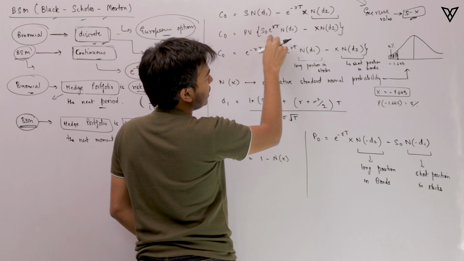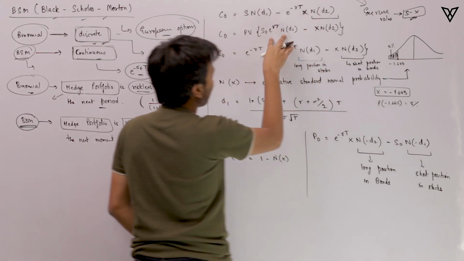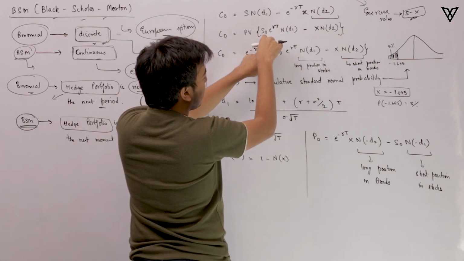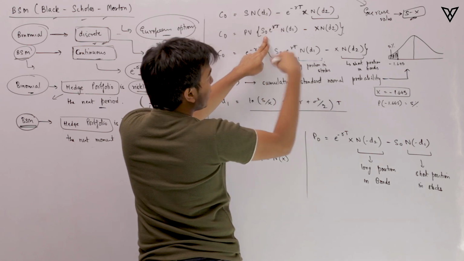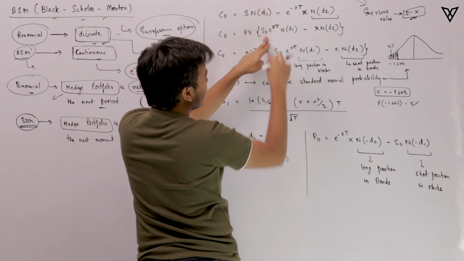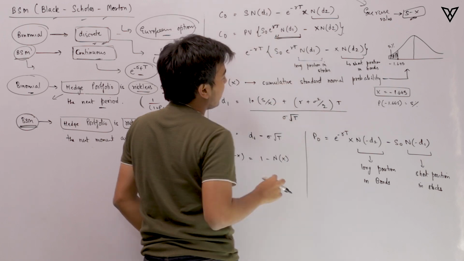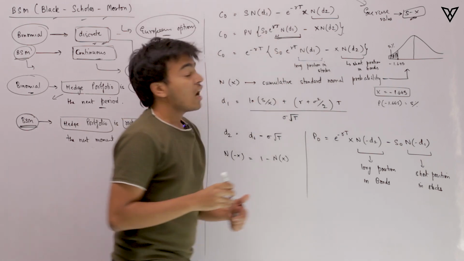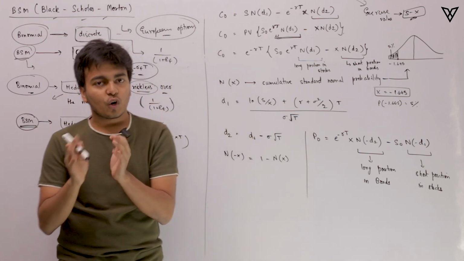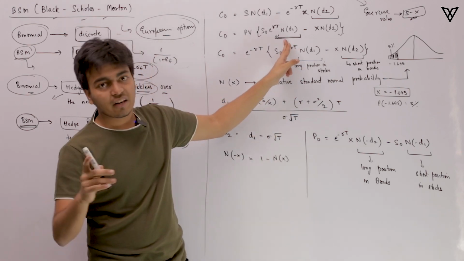So S naught into e to the power RT into N(d1) minus X into N(d2). Now what exactly this means is, for knowing the value of the call option, you're taking the current stock price, you are taking it forward till time period T by multiplying it with e to the power RT. Alright, that is how you take things forward. You're multiplying it by N(d1). Now what this N(d1) basically means is how much long position you will be able to take in the stocks. Alright, how many stocks you need to take basically, or what kind of long position you will be able to take in the stocks is what N(d1) is here.